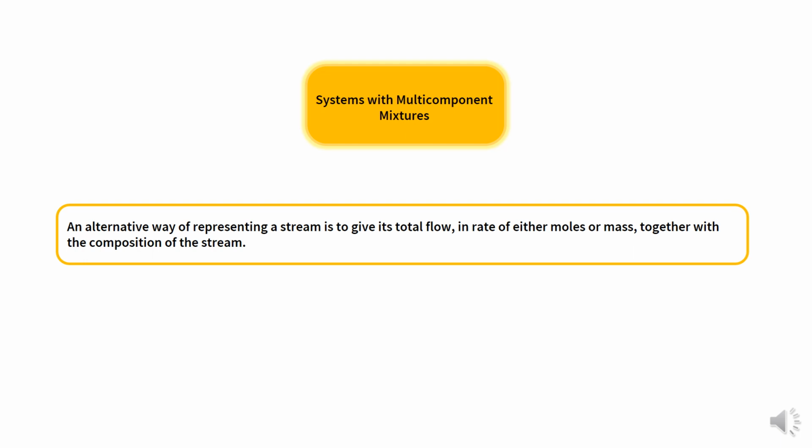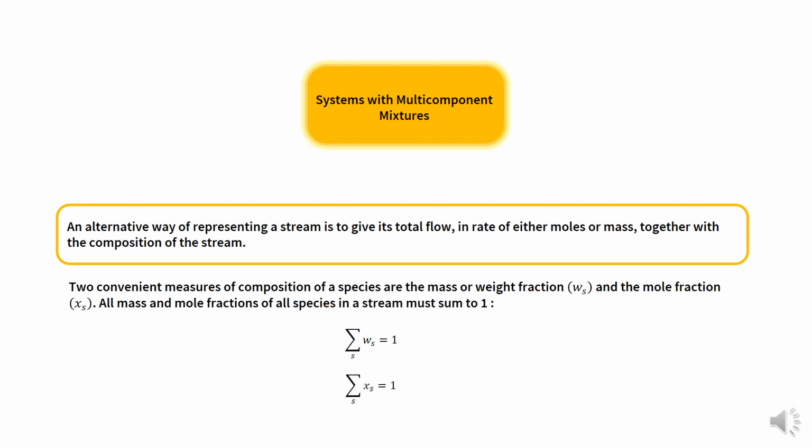An alternative way of representing a stream is to give its total flow rate in either moles or mass together with the composition of the stream. Two convenient measures of composition of a species are the mass or weight fraction and the mole fraction. All mass and mole fractions of all species in a stream must sum to 1, as shown in the equation below.